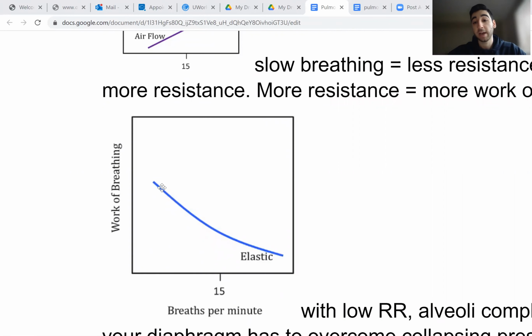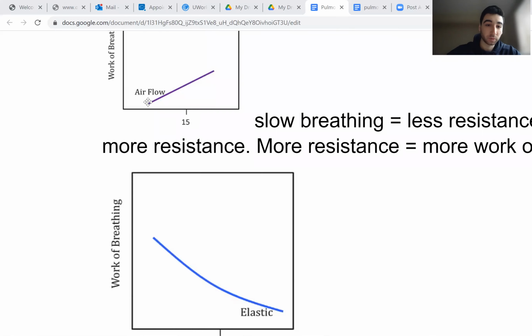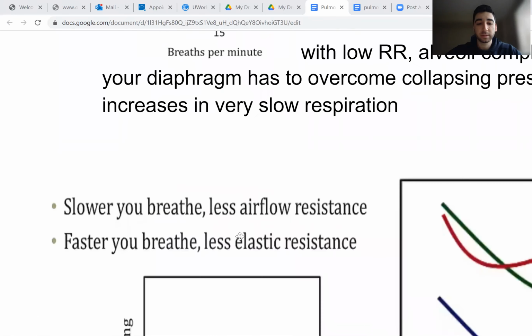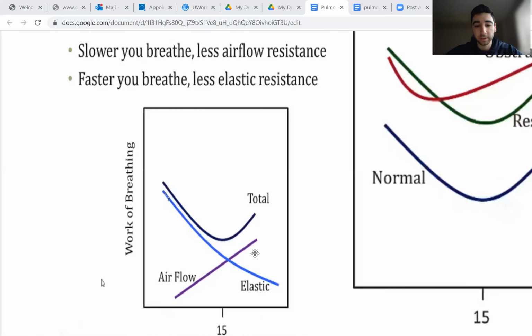The alveoli have a tendency to collapse, as you guys learned with surfactant, and that relationship with lack of surfactant will give you more collapsing pressure. So in this relationship, it is worthwhile for the patient to breathe at a faster rate. And with this relationship, it's worthwhile for a patient to breathe at a slower rate. And they both combine to form this graph over here.